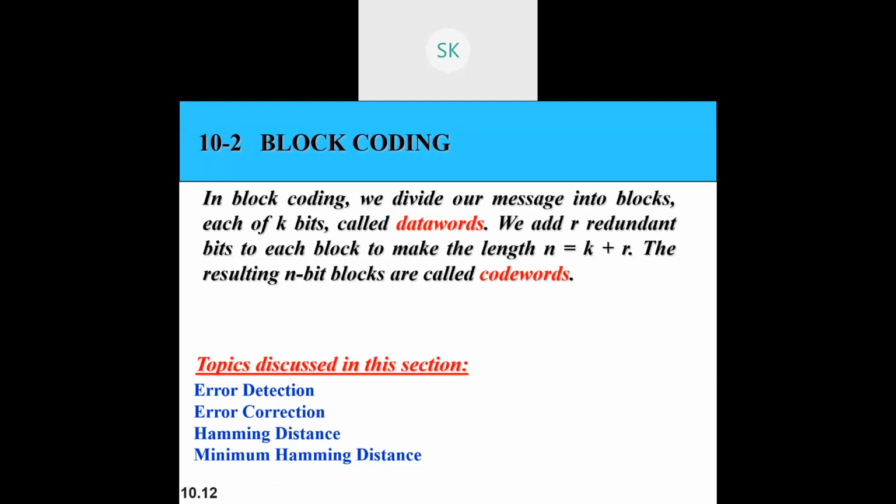Block coding, the name itself suggests that we are not sending a single bit at a time. We have a block size, and with respect to that block size, we are sending the data. What is this block size all about? The data that you transmit from the sender to the receiver is based on the data bits and the redundant bits. K is your actual data bits that you are transmitting. R is your redundant bits that you are adding. If you add these two, you get the total length of the block that you are sending from the sender to the receiver.